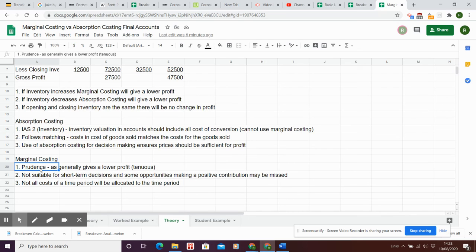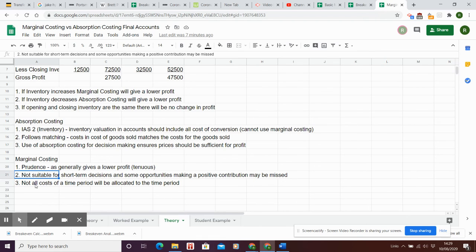But again, we've also got matching in there, provided we intend to sell the goods for more than the value we've put on the closing inventory. It's a little bit tenuous as to whether we should be doing that. Not all the costs of a time period will be allocated to the time period. That's really just straightforward conflicting with matching. It's saying that costs are incurred in a particular year, and therefore there is an argument that we should be including all the costs in that year as part of the expenses of that year.